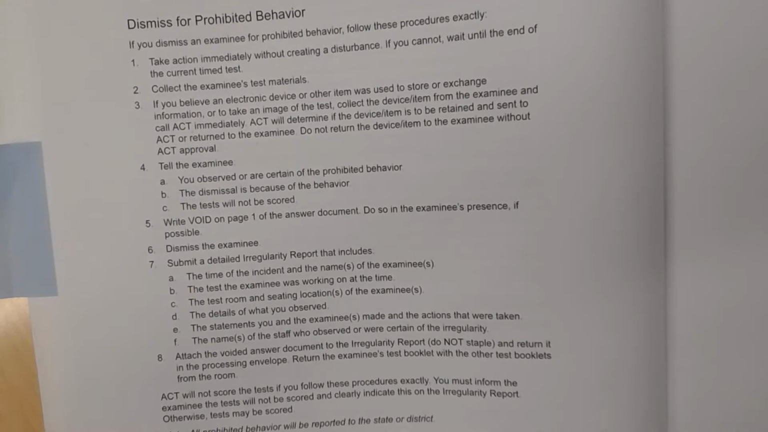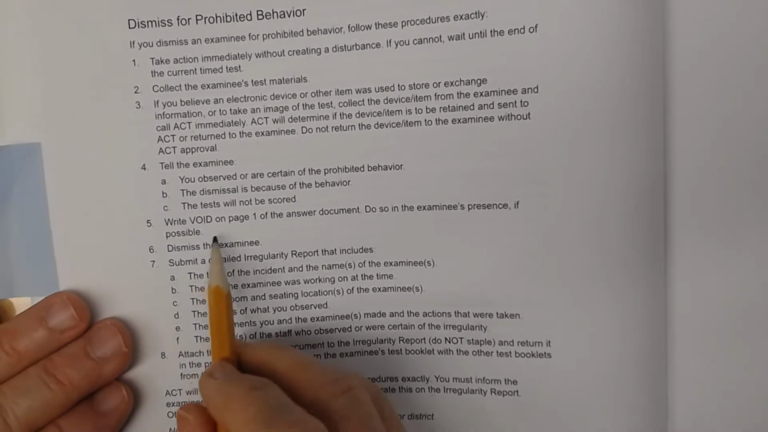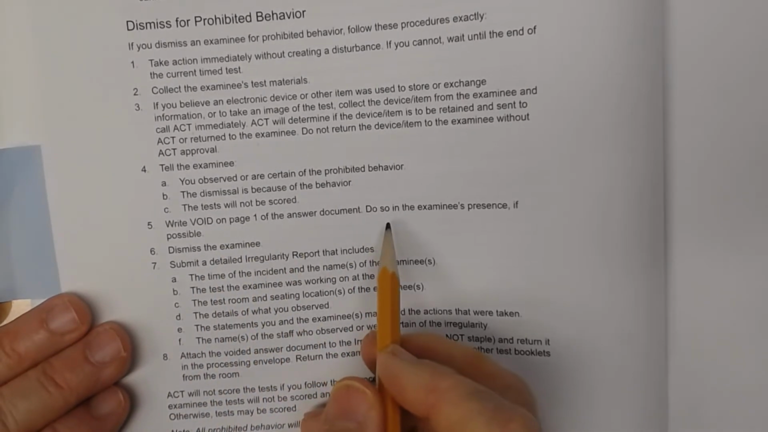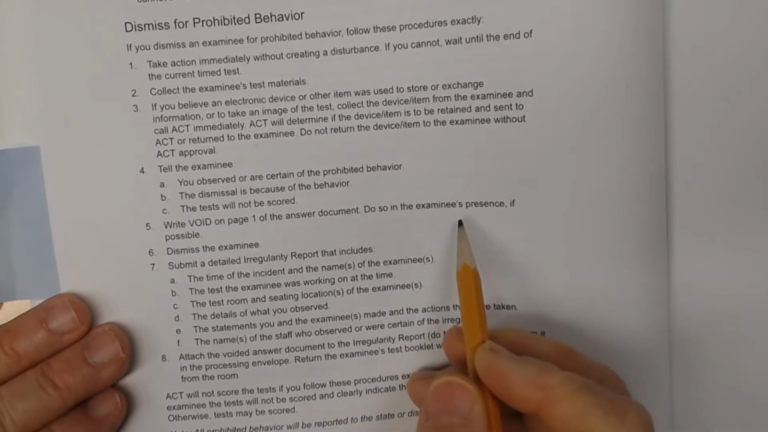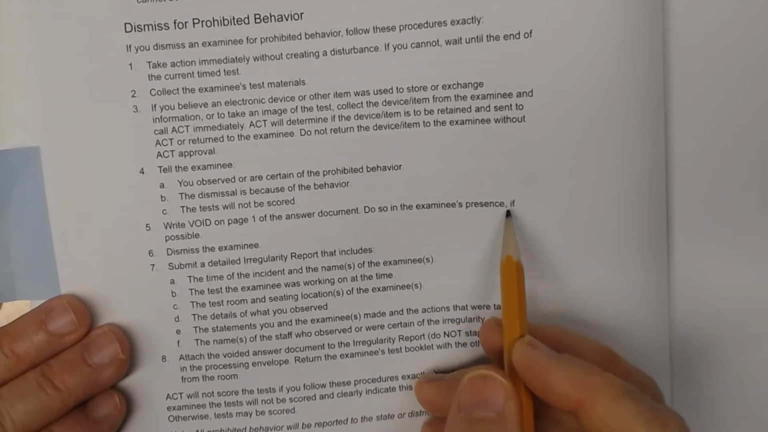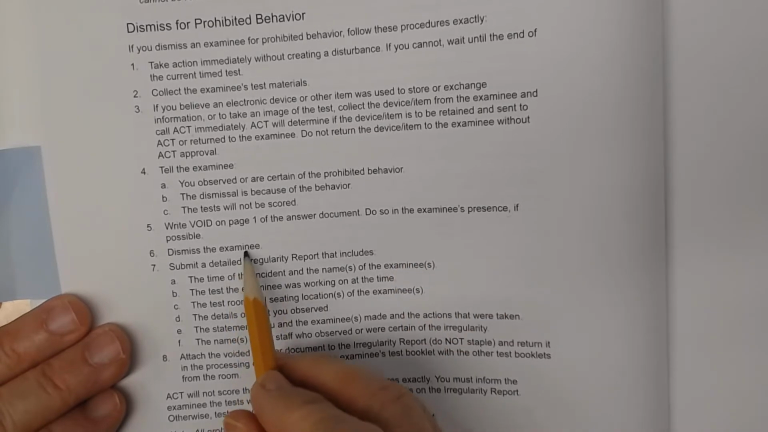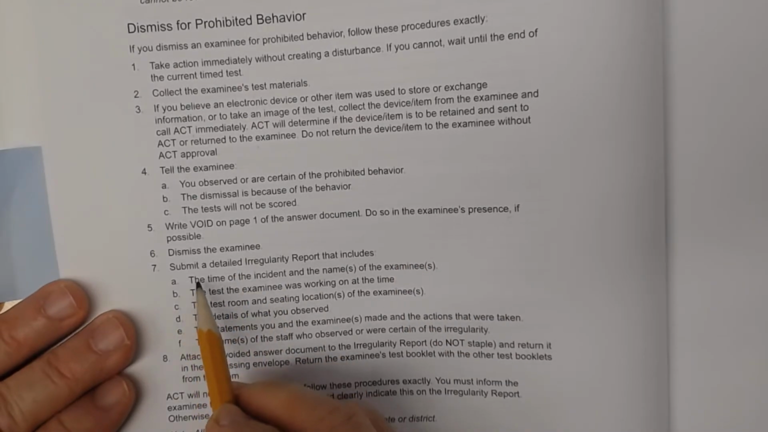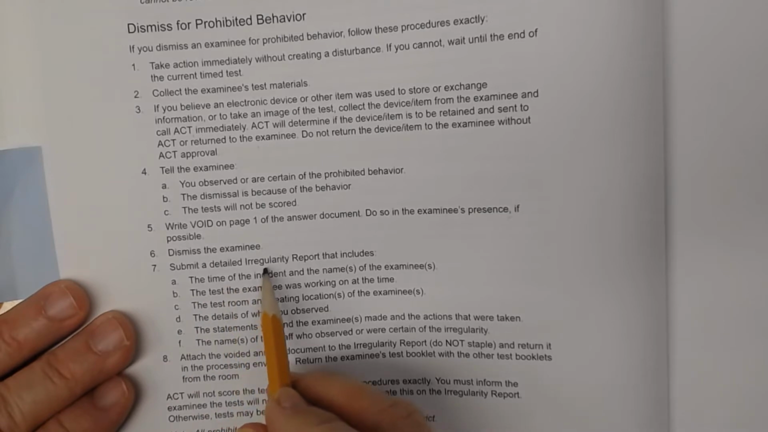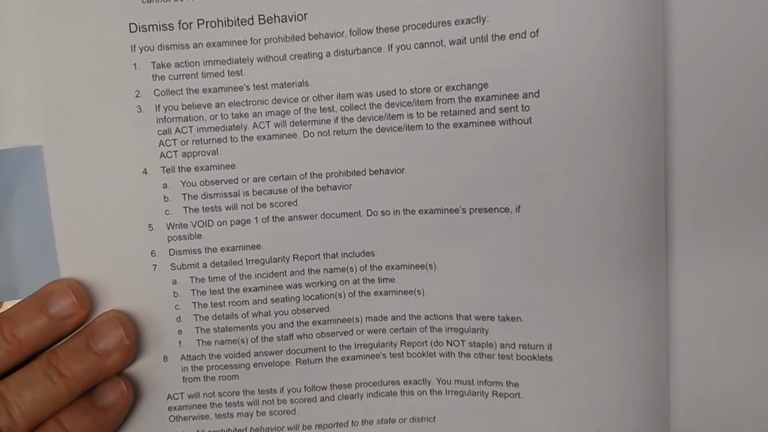Okay, now, so you're going to write void on page 1 of the answer document. Do so in the examinee's presence, if possible. All right, in the examinee's presence. Dismiss the examinee. Number 7, submit a detailed irregularity report that includes.